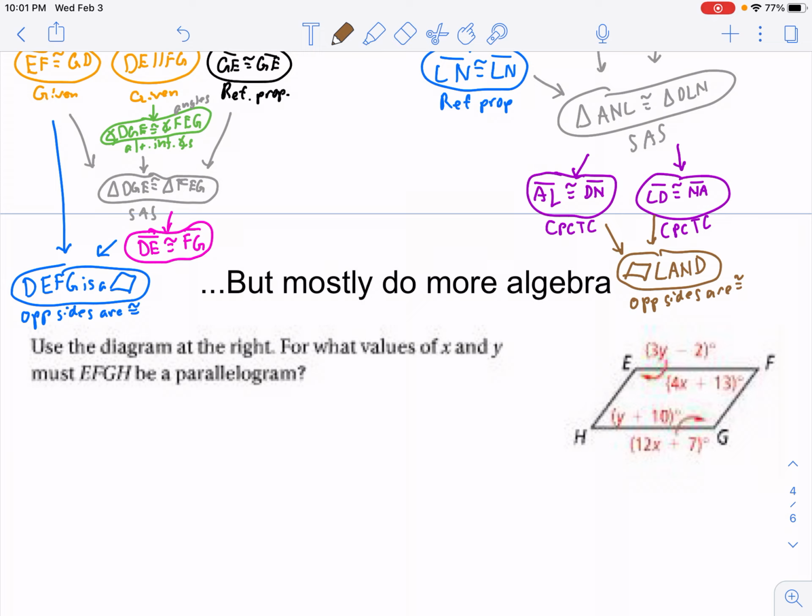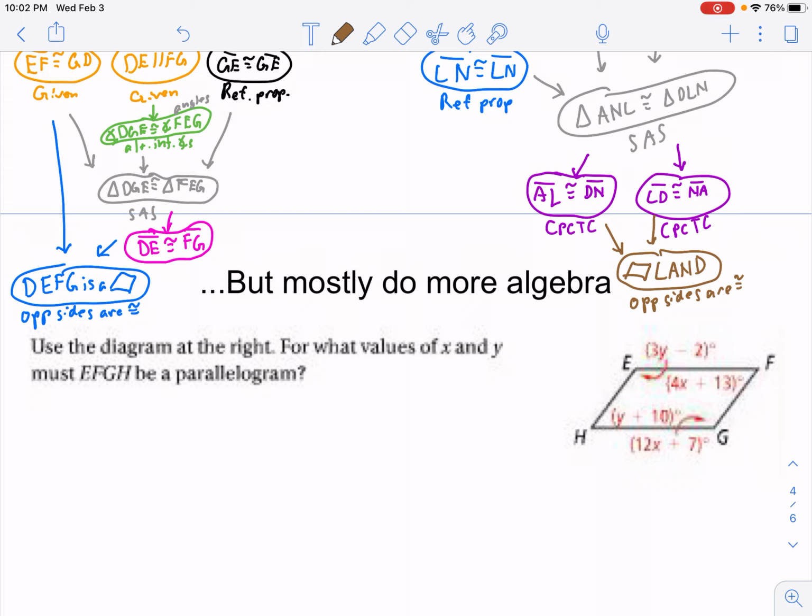Now, this problem right here looks just like one of the problems that we had on our previous assignments. The difference being the way the instructions are phrased. Previously, they would say, EFGH is a parallelogram. Solve for x and y. In this case, however, they're saying, for what values of x and y must EFGH be a parallelogram? It's a different idea, but in practice, it's exactly the same.